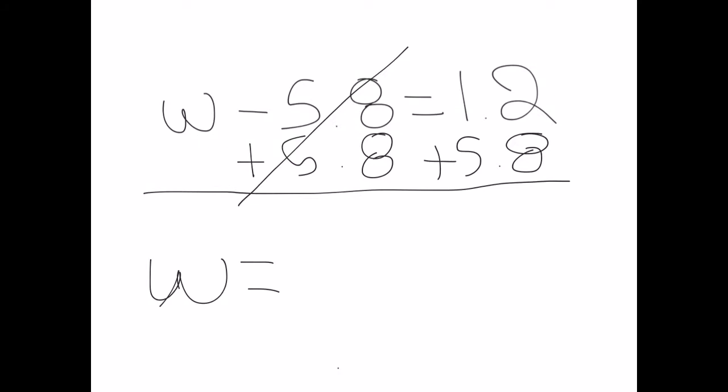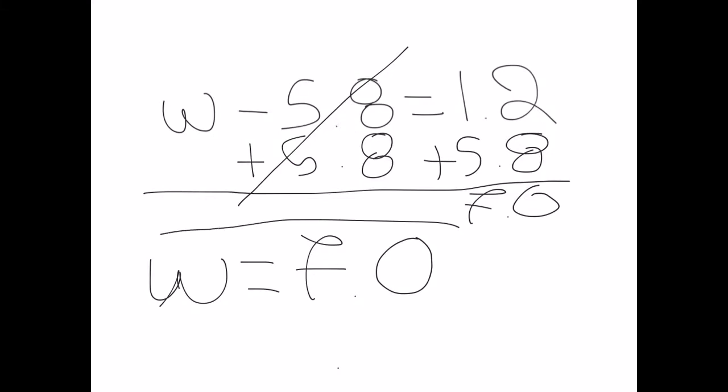8 plus 2 is 10, and 1, 10, and 1 is 6 and 1, so it's 7. So the answer is 7, so W equals 7.